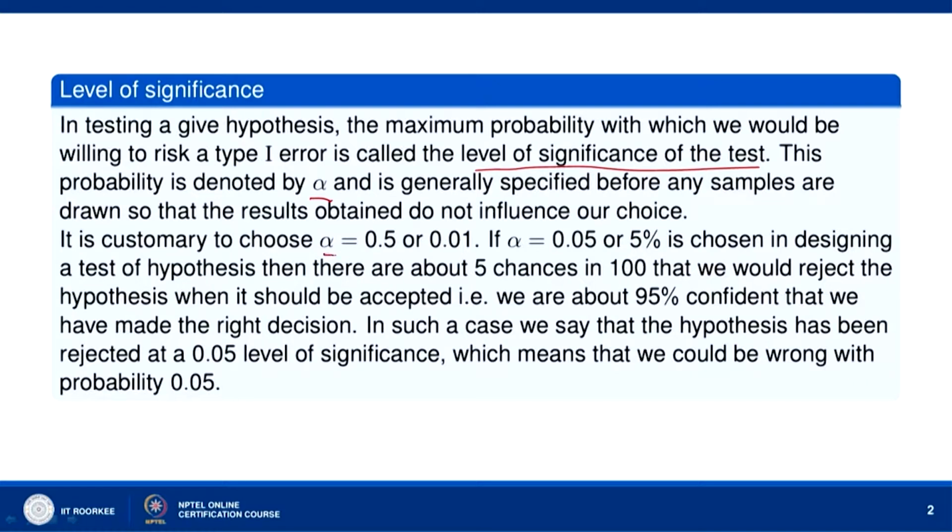Now, it is customary to choose alpha equal to 0.05 or 0.01. If alpha equal to 0.05 or 5% is chosen in designing a test of hypothesis, then there are about 5 chances in 100 that we would reject the hypothesis when it should be accepted. That is, we are about 95% confident that we have made the right decision. In such a case, we say that the hypothesis has been rejected at a 0.05 level of significance, which means that we could be wrong with probability 0.05.